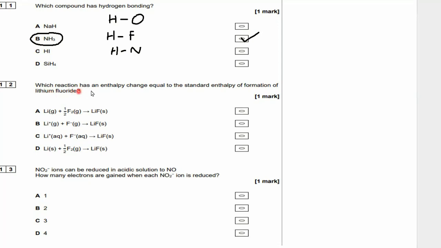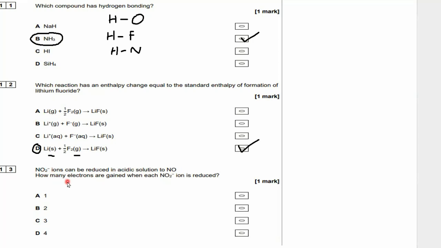Question 12. Which reaction has an enthalpy change equal to the standard enthalpy of formation of lithium fluoride? Essentially, this is asking you for the equation for the formation of lithium fluoride. Now, if you know your definition off by heart, which you should do, you'll know that it's the formation of the compound from the elements in their physical state at room temperature and pressure under standard conditions. So lithium would be solid, fluorine would be a gas, and lithium fluoride would be solid. So the answer is D.